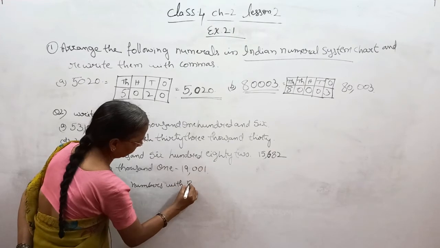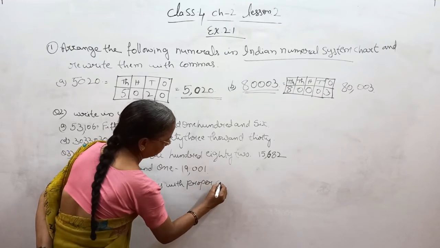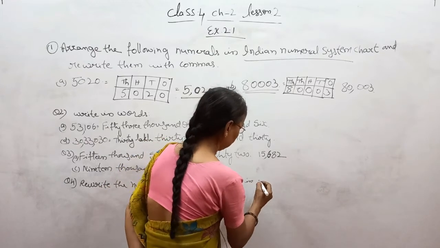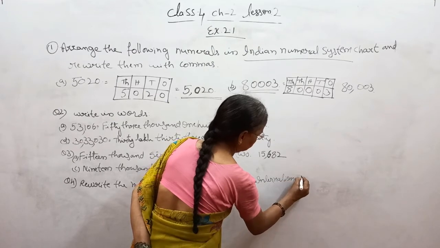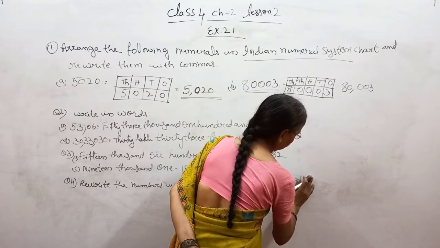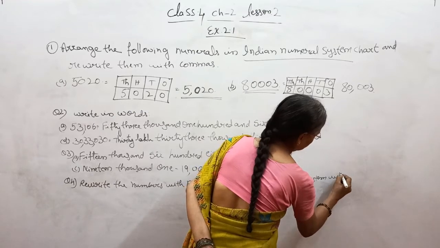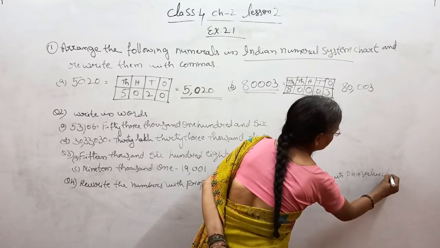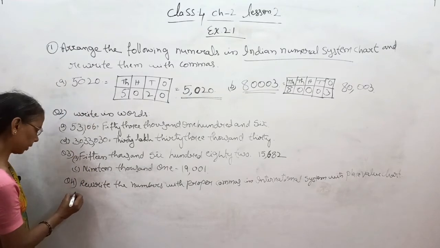with proper commas in the international system with a place value chart. That is the first question.